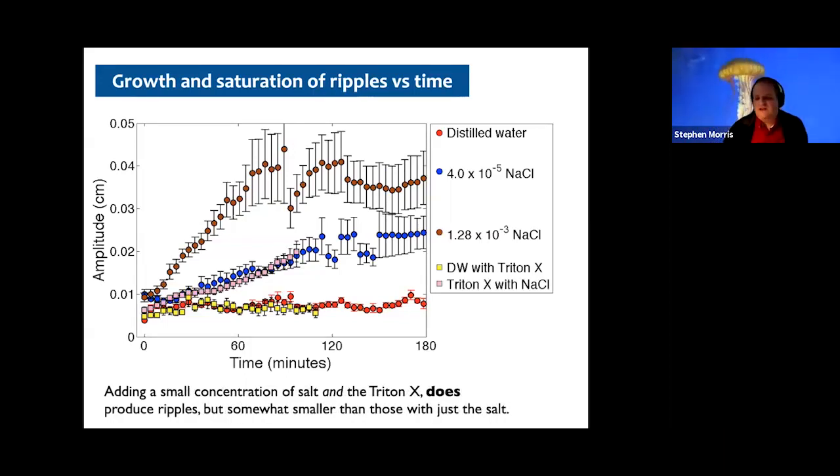Now you can start adding both salt and surface tension modifying soap. And as far as we can tell, the soap makes no difference at all. The ripples are the same with or without the soap. We haven't done a million experiments with this because it's starting to get very complicated. But basically, it looks like the surface tension doesn't matter at all.